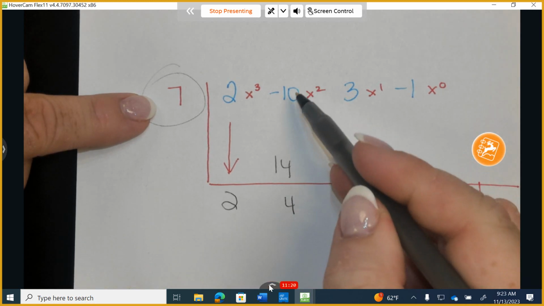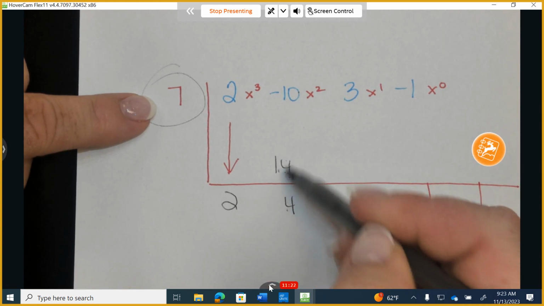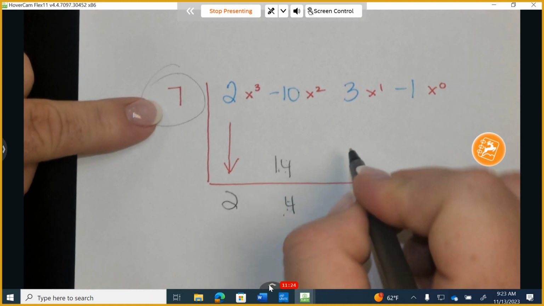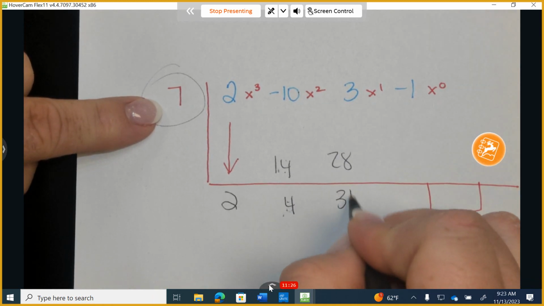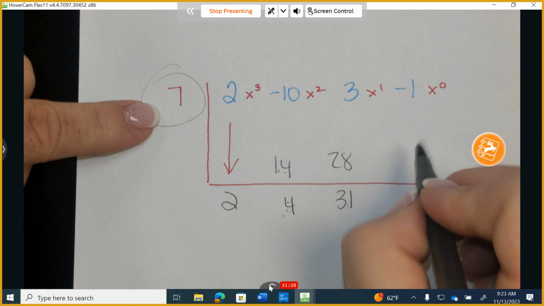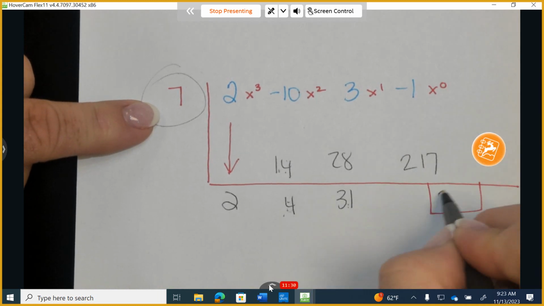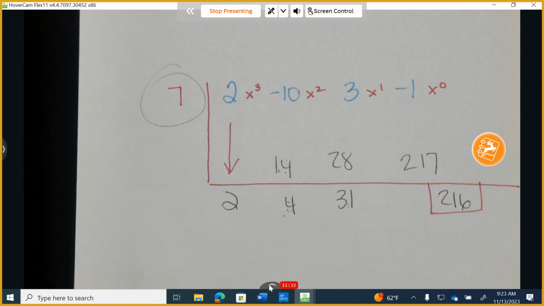Now, how did I get 4? Well, they're different signs, so I subtract and I keep the sign of the larger number. I am multiplying, and I combine down. They're the same sign, so I add. I multiplied to get 217. I combined to get 216, and there's nothing more for me to do. I'm done.